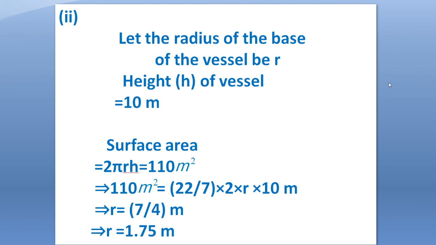Now second one, let the radius of the base of the vessel be r and height is given 10 meter. So surface area is equal to 2 pi rh is equal to 110 meter square. So 110 meter square is equal to 22 by 7 into 2r into 10 meter, which gives us r is equal to 1.75 meters.